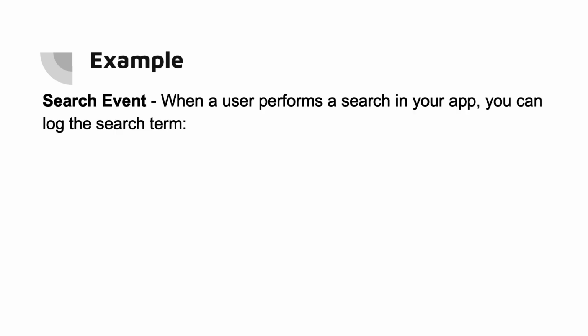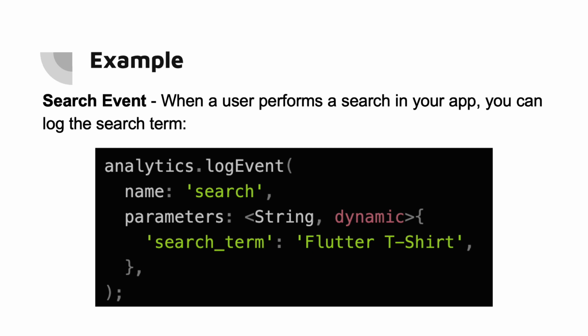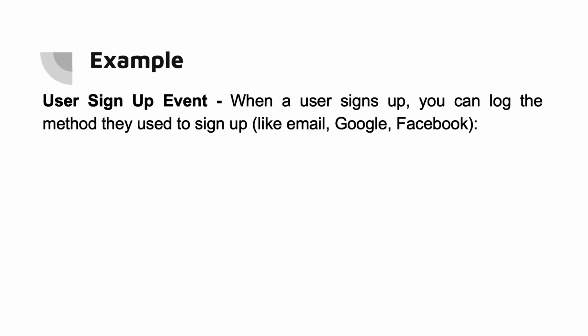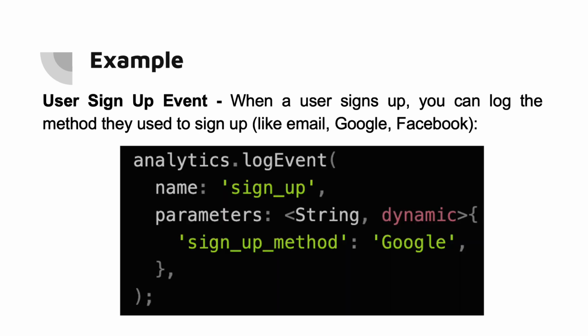Next example is the search event. When a user performs a search in your app, you can log the search term. The name is search and we have the parameters. If a user signs up or logs in to your app, you can log the event. We have the name and we have parameters.